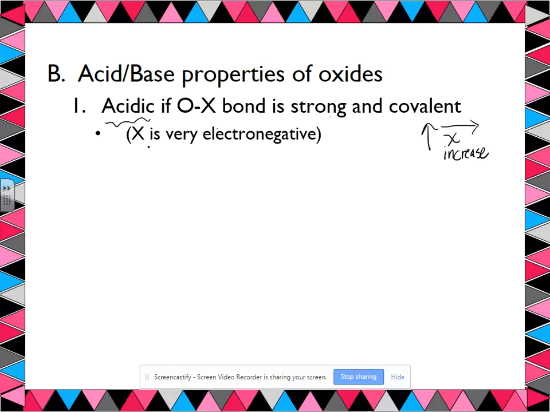So if X is a very electronegative element bonded to the oxygen, that also means that it would usually be a nonmetal. These are going to be your nonmetal oxides. Some examples of these would be sulfur trioxide and nitrogen dioxide. Notice these are oxides that have a nonmetal.